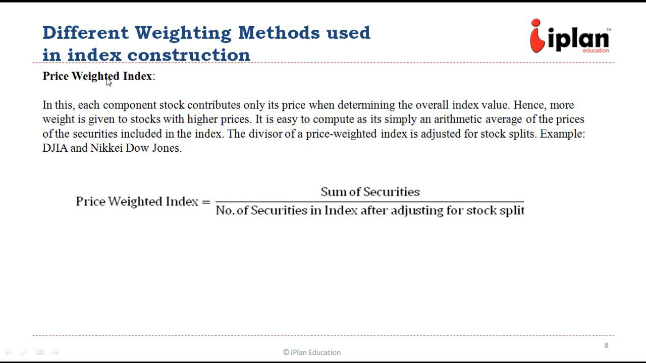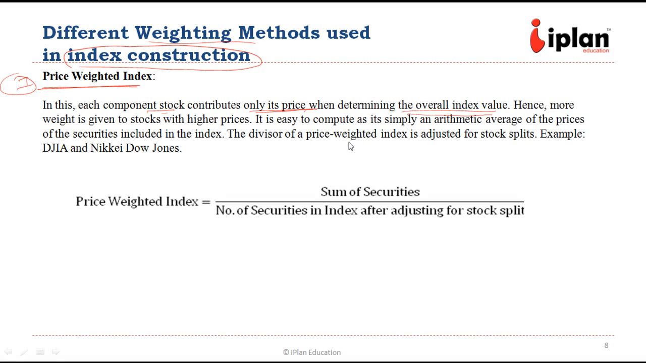Now let us look at the different weighing methods used in index construction. So the first method is the price weighted index method. In this, each component stock contributes only its price while determining the overall index value. This is the simplest method to calculate the index value.